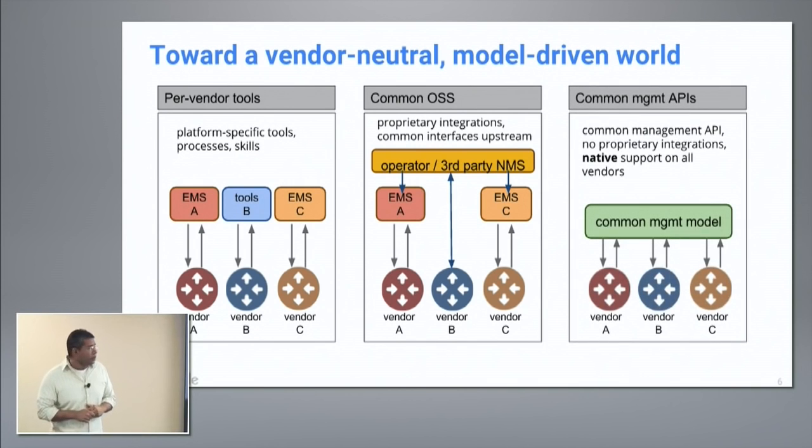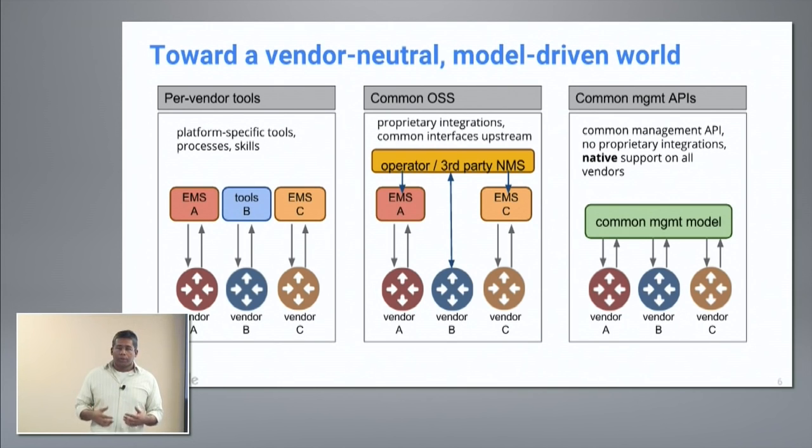So where we're trying to get to is this world, right, where we have a common management model that allows us to both configure and monitor devices using data that's expressed and structured the same way across all the different vendors that we want to support. So common management APIs gets us away from proprietary integrations. What's key for this to work is that there has to be native support for these models on devices.